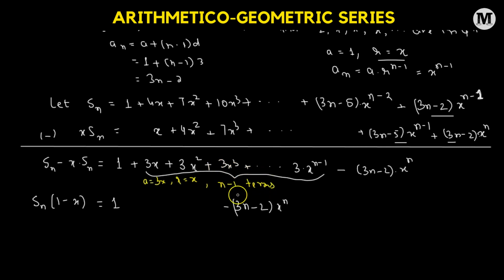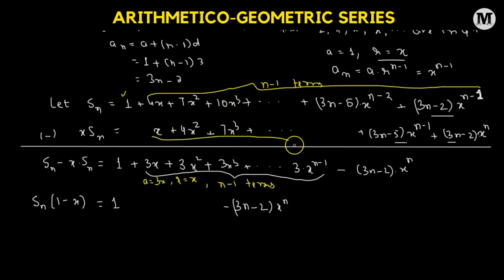Now let's verify why there are n minus 1 terms. When we considered Sn, we exclude the first term and consider the second term all the way up to the last term. So Sn has in total n terms. If we exclude one of the terms, that's going to leave us with n minus 1 terms. Similarly, in xSn, we're going to consider the first term all the way up to the second last term, and here we exclude the last term. So that's also going to leave us with n minus 1 terms. Now, when we subtract n minus 1 terms of Sn with the n minus 1 terms of xSn, the result is going to have n minus 1 terms.